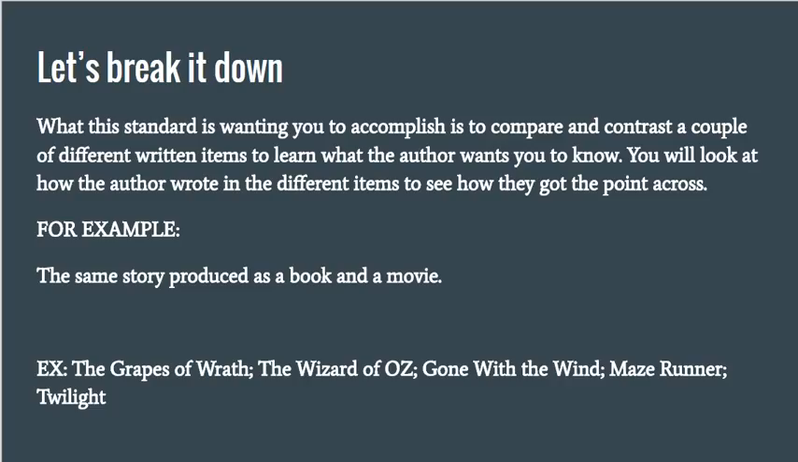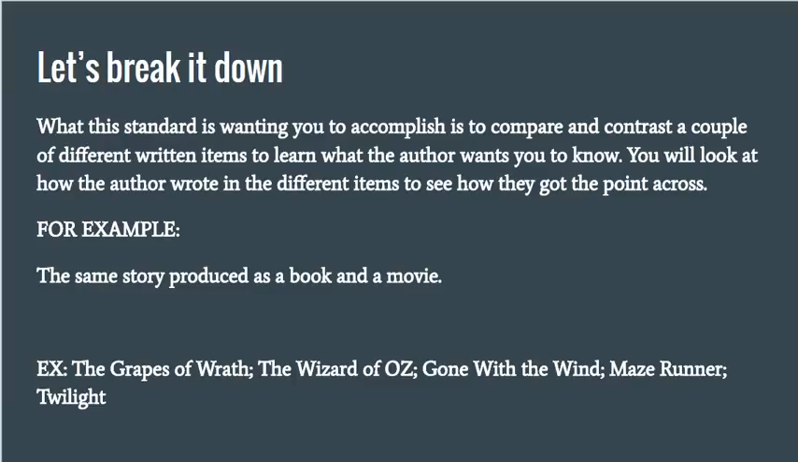Let's break down what this particular standard is talking about. What they're really wanting you to accomplish is to compare and contrast a couple of different written items to learn what the author wants you to know. You're going to look at how the author wrote in these different items to see how they got their point across. For example, you might consider that an author may write a story and then produce it as a movie. They may have many similarities, but they also may have differences. For example, these on the screen are examples of books that have been turned into movies.